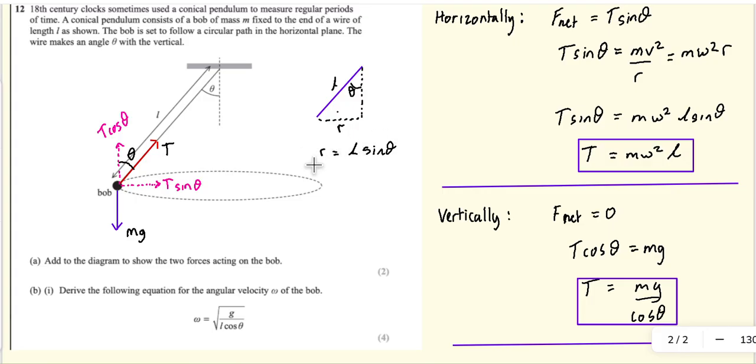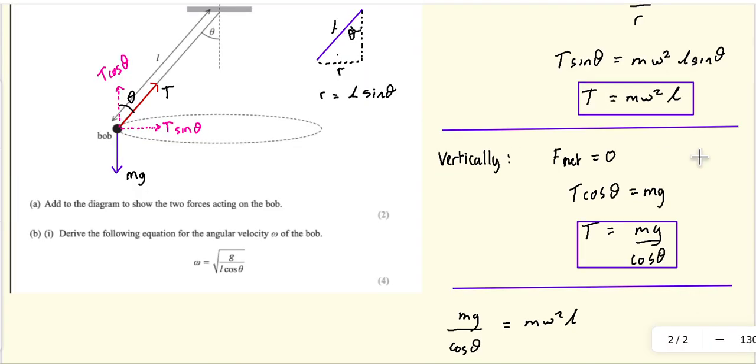So I'm going to replace the radius with this L sine theta, and therefore rather than write r, I've written L sine theta. So it's m omega squared L sine theta, and as we can see, that force T sine theta is responsible for this circular motion, this net force m omega squared r, and we can see the sines cancel, and we end up with this expression that tension is equal to m omega squared L, where L is the length of the string.